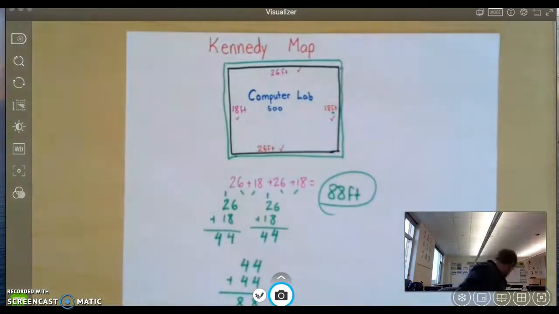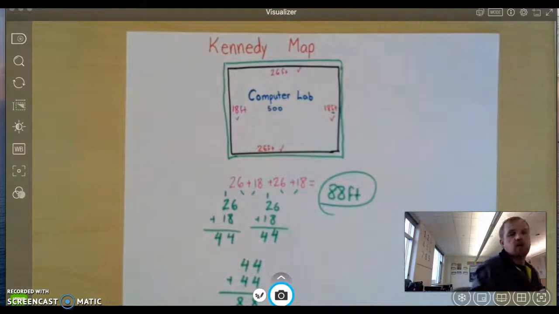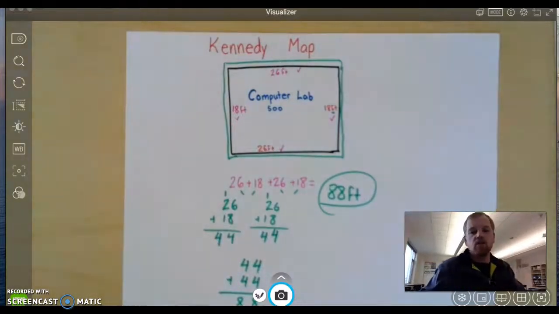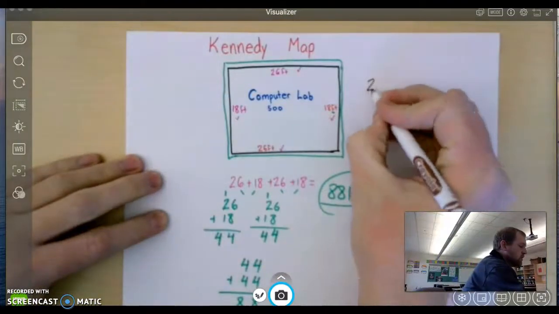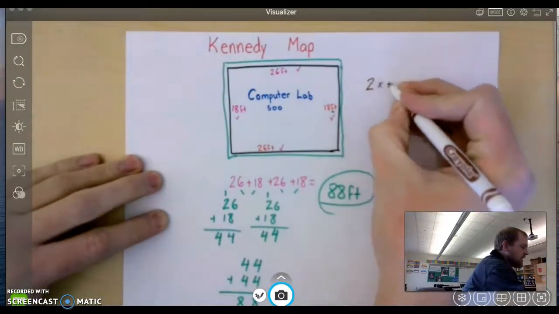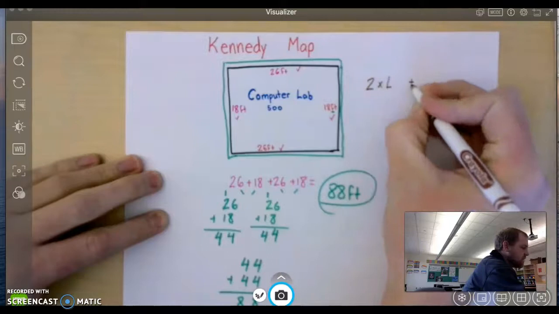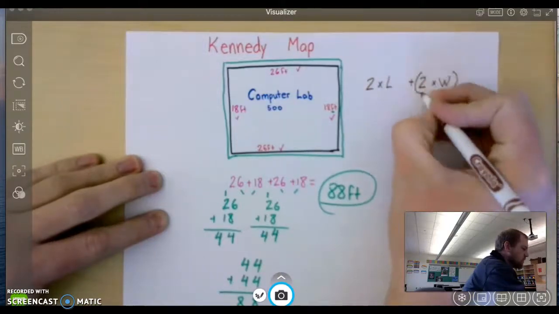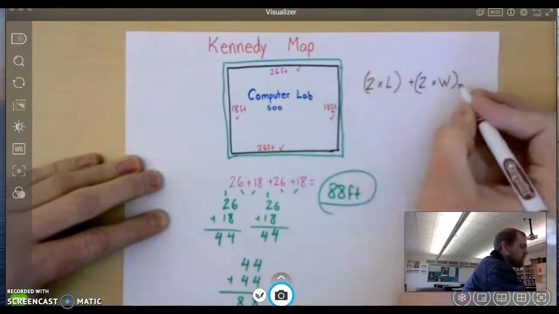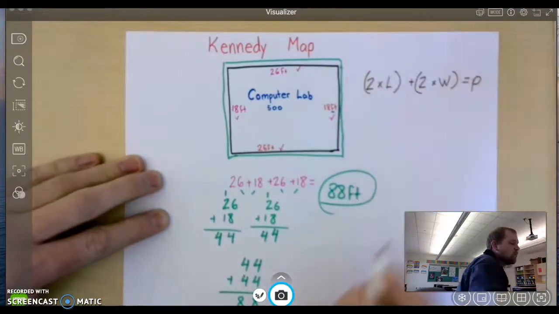My other way that I can solve my perimeter, let me grab another color here. My other way would be to use my formula. So what I know about my rectangles is my formula is going to be 2 times my length plus 2 times my width. All right, and those are going to be in parentheses because I do that multiplication first. So that's just a good way to remember. That's going to equal my perimeter.